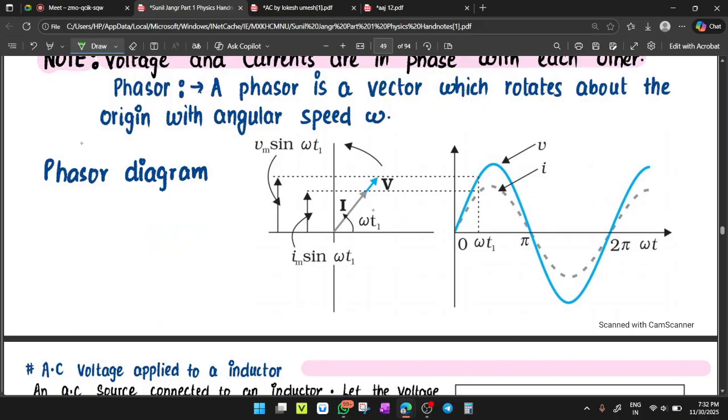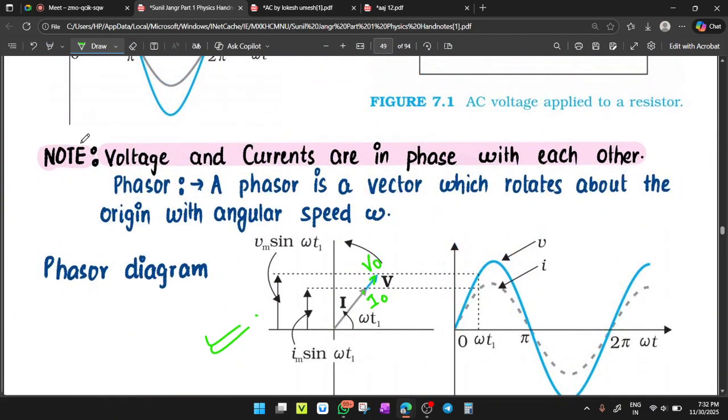Check here. This is the peak value of voltage V naught. This is the peak value of current I naught. So this is the phasor diagram for the pure resistive circuit, and the phase angle between the voltage and current is 0. Voltage and current are in phase with each other. A phasor is a vector which rotates about the origin with angular speed omega.